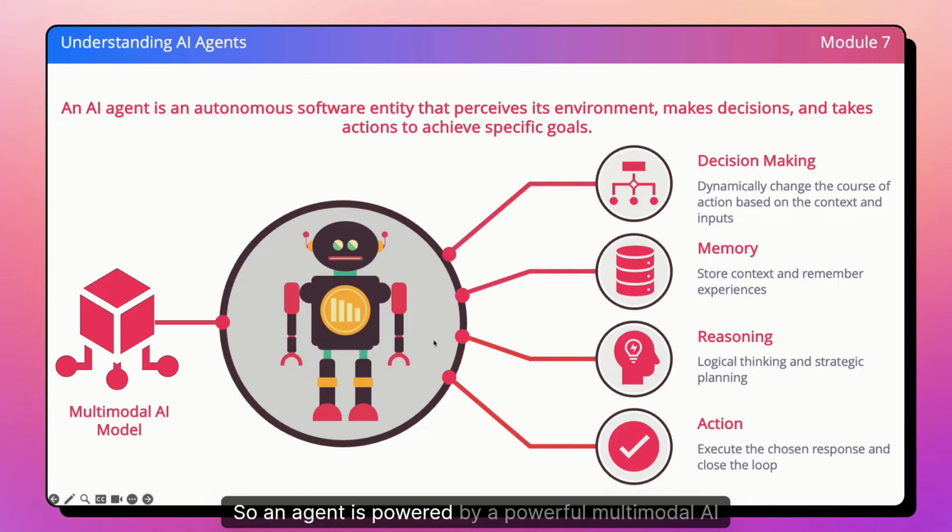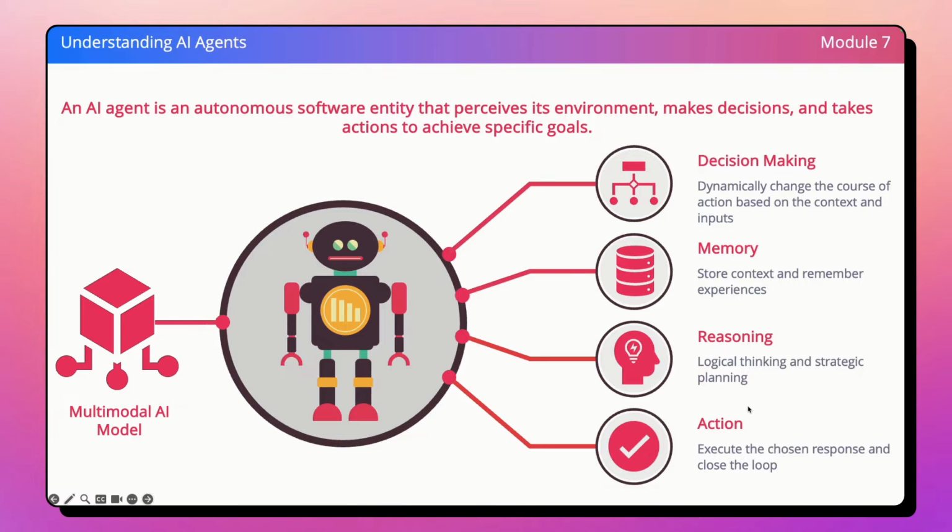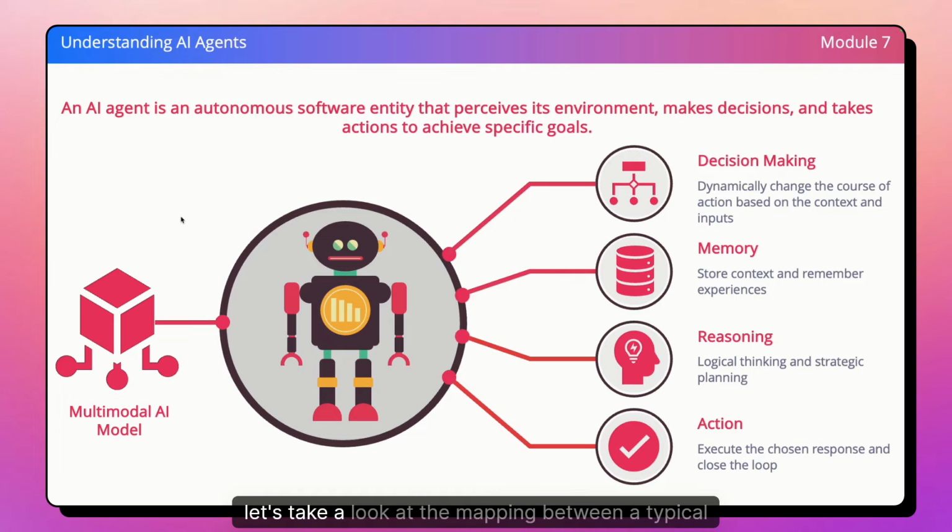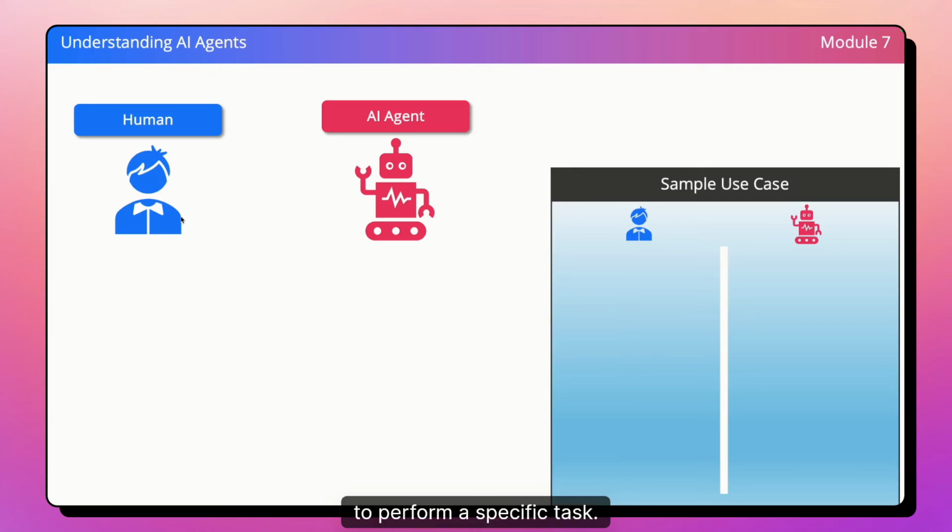So an agent is powered by a powerful multimodal AI model, can make dynamic decisions, has memory, it can perform reasoning, and it can implement or perform actions based on the dynamic input or the dynamic environment that it is able to perceive. So to understand this better, let's take a look at the mapping between a typical knowledge worker and an agent, which can potentially replace the knowledge worker to perform a specific task.